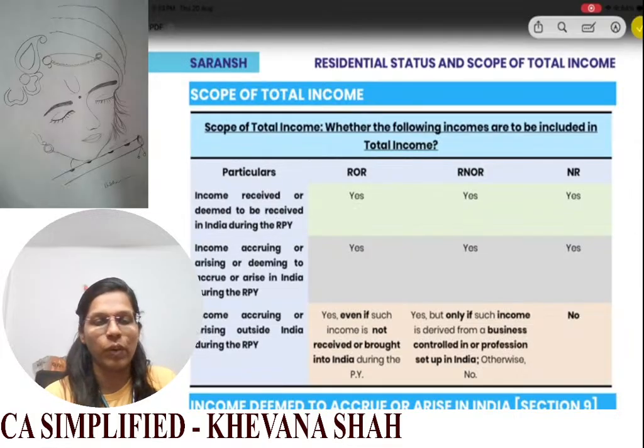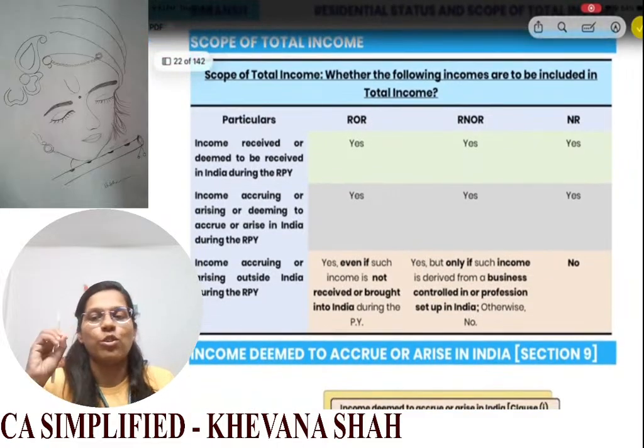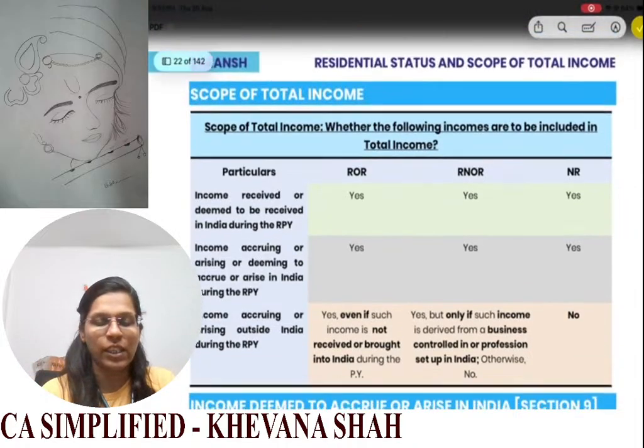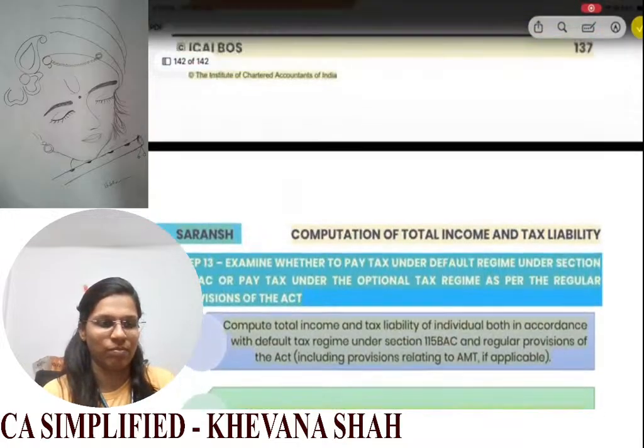Next we have a scope of total income. So scope of total income, whether the following incomes are to be included in total income. So always remember, for resident and ordinary resident, all incomes will be included in your total income.